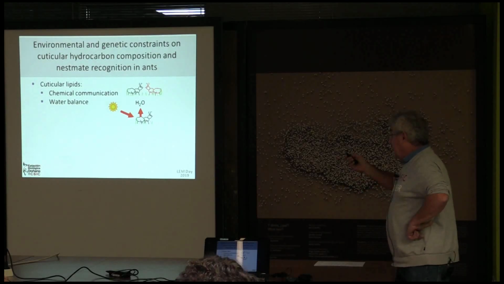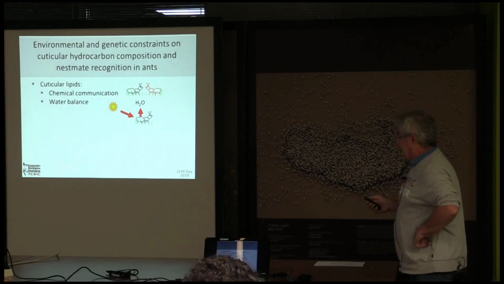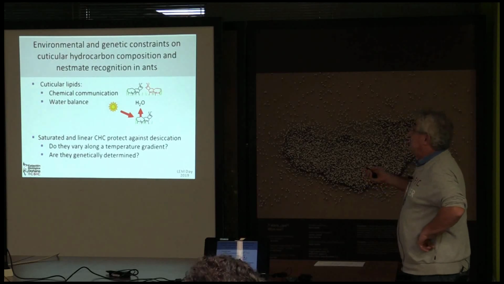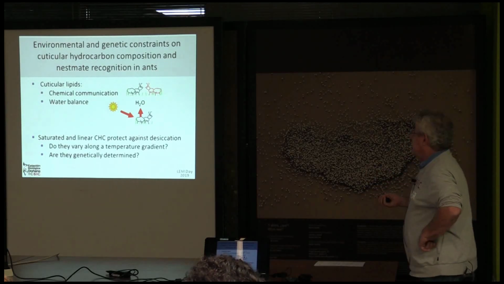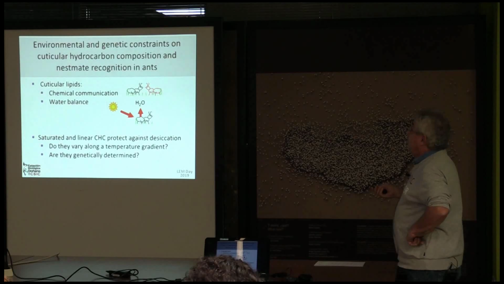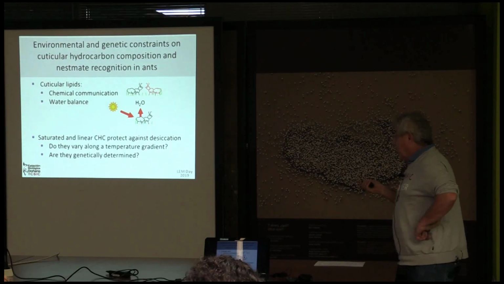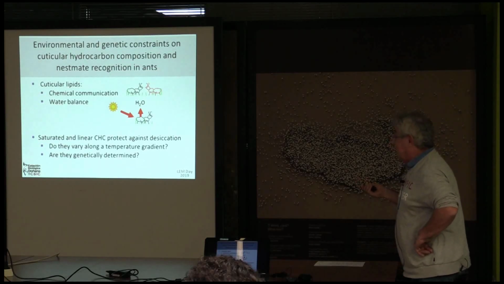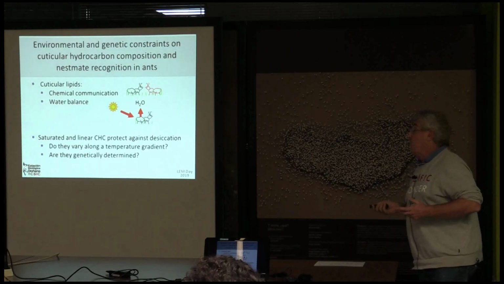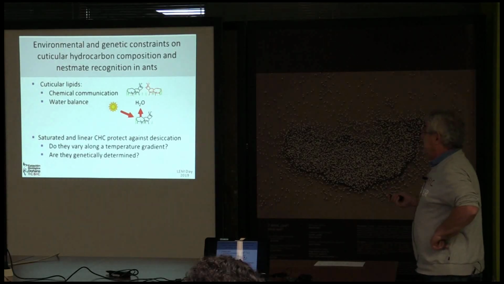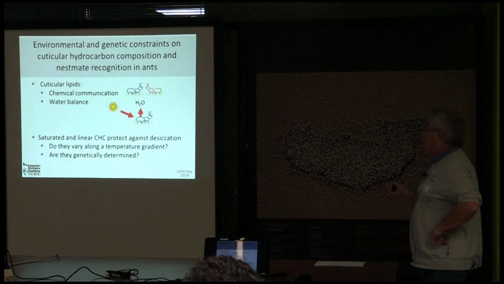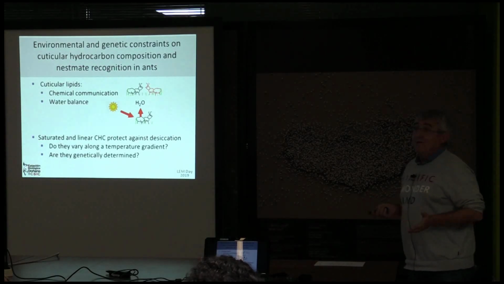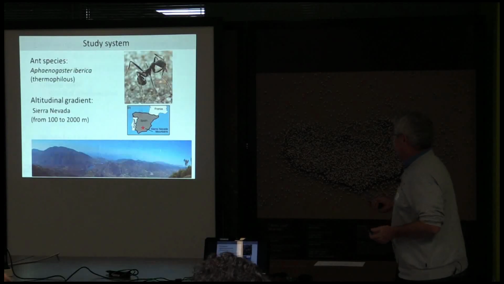And this is a trade-off between chemical communication and water balance, because there are different kinds of cuticular hydrocarbons, and the most important cuticular hydrocarbons that protect ants against desiccation are the saturated and linear hydrocarbons. The two questions that we try to answer in this work are whether these cuticular hydrocarbons vary along a temperature gradient and whether they are genetically determined.